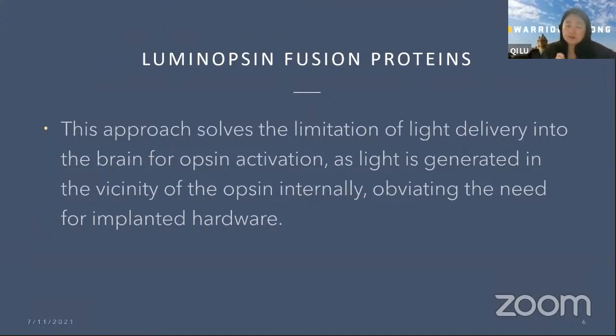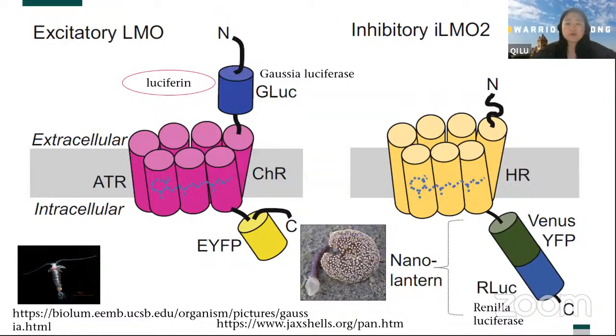In this chapter, we're going to introduce the luminopsin fusion protein. This approach solves the limitation of light delivery to the deep brain for opsin activation, as light is generated in the vicinity of the opsin internally, obviating the need for implanted hardware. Here we're going to introduce the excitatory luminopsin and also the inhibitory LMO2.